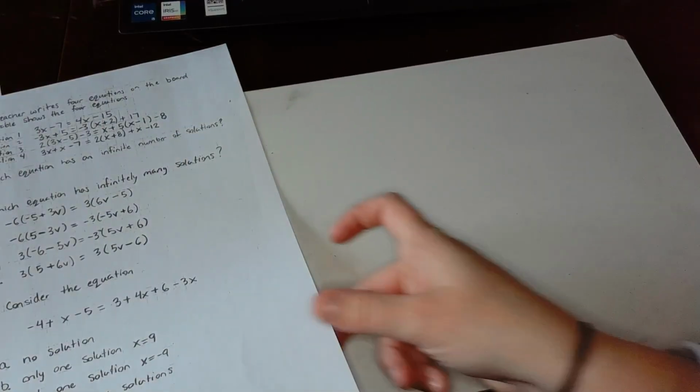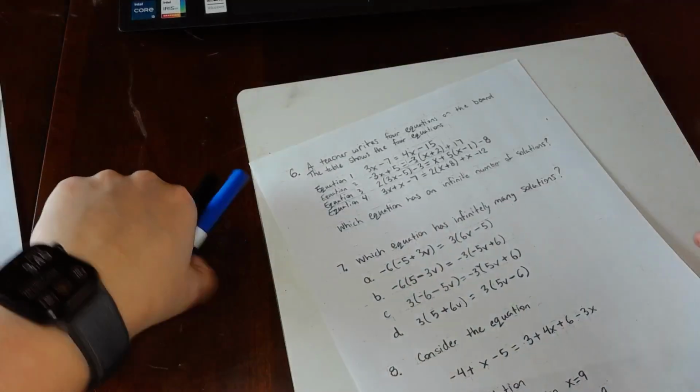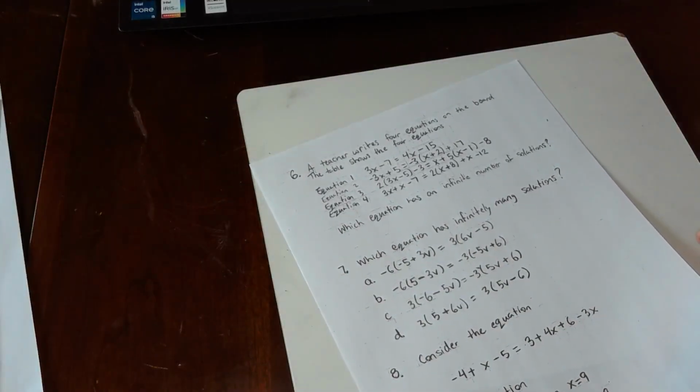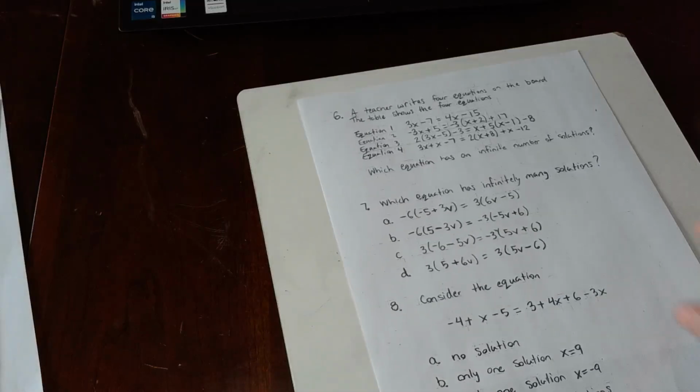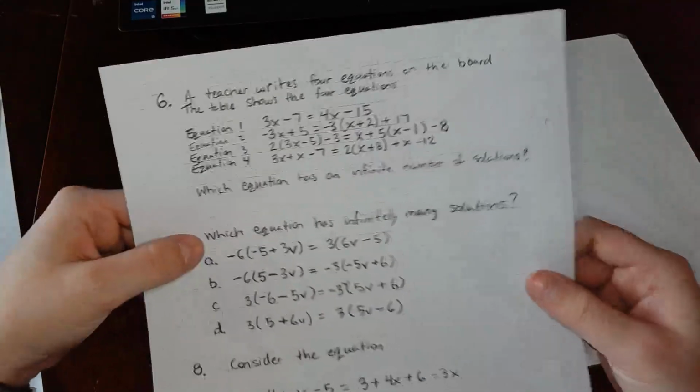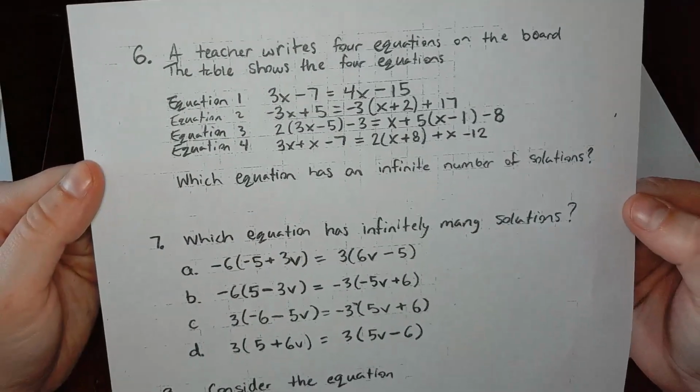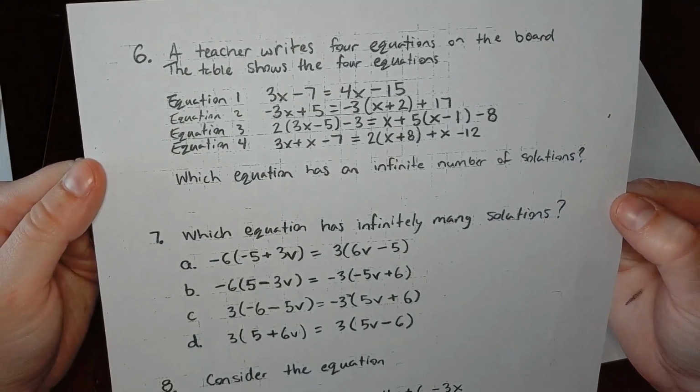All right, looking at number 6. This one's kind of lengthy, so I'm going to go over 6 with you all for the last part of today's video. Then I'll continue the rest of this tomorrow so it can be more review for your interim assessment coming up. Looking at this one, a teacher writes 4 equations on the board.